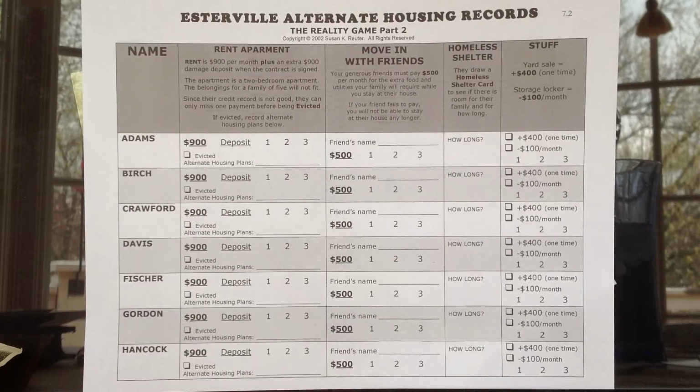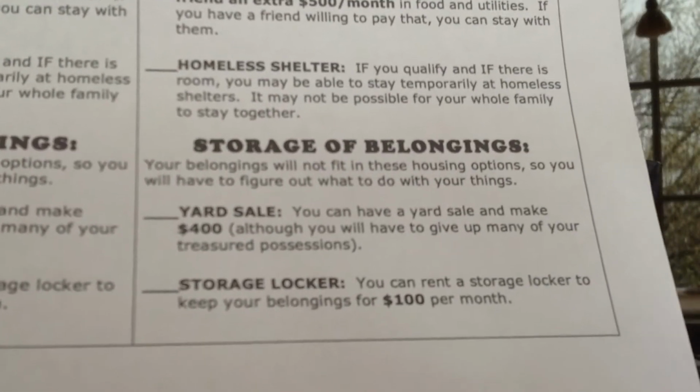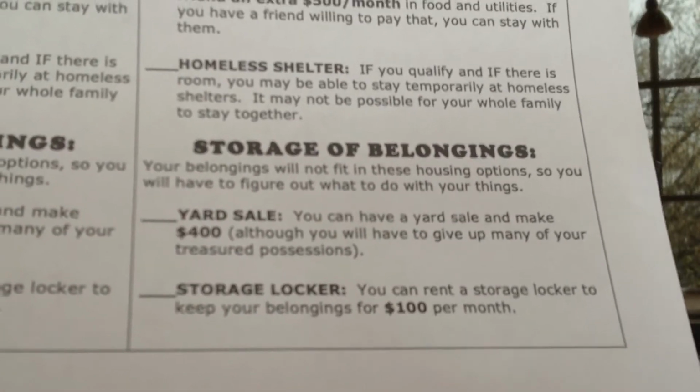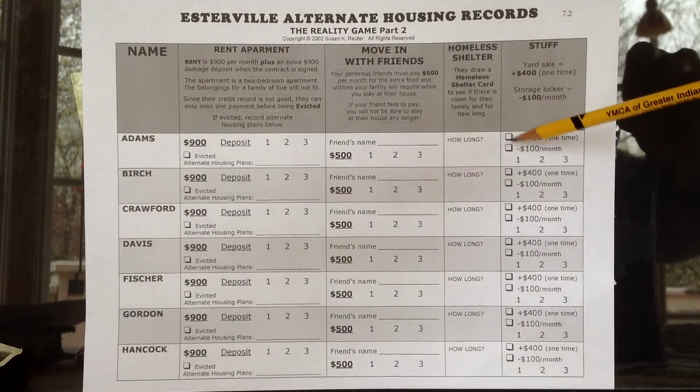So all of the options on this page are too small for them to keep their belongings because, as you remember, they started with a house full of belongings, and then they keep downgrading little by little. So they've got a lot of belongings, and they're going to have to figure out what to do with their stuff. So their choices are laid out on this alternate housing option card at the bottom. It says that they can have a yard sale, and they can earn $400, or they can store their stuff in a storage locker, and they can pay $100 per month. So whichever way they go, you're going to check mark that.